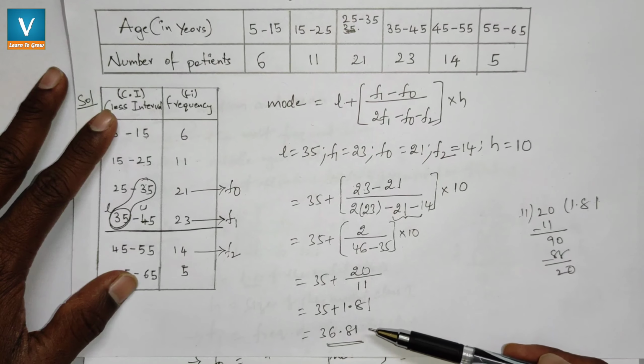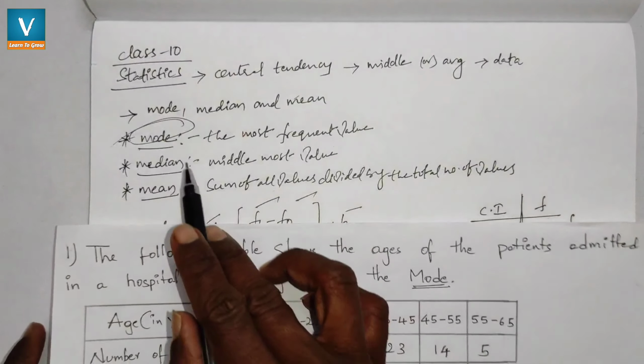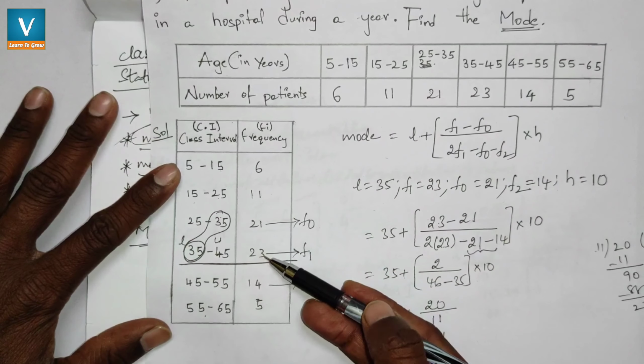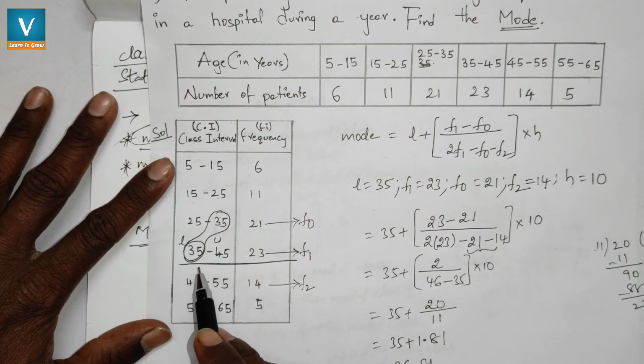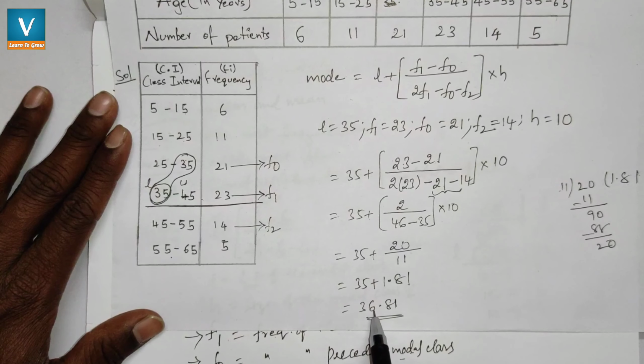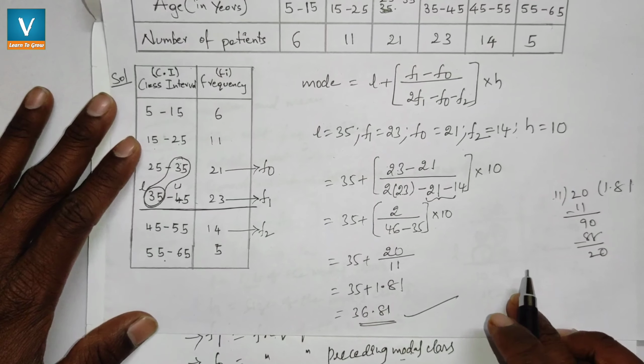So the mode of the given data is 36.81. To identify whether it is correct or not, we know mode means the most frequent value. Which is occurring more times here? 23. So what is the age group for 23? Between 35 and 45. So we got the answer in between those only, right? 36 is between 35 and 45. Yes, it is an absolutely right answer.